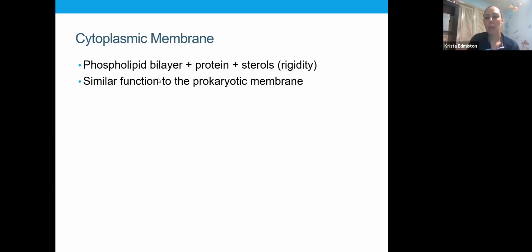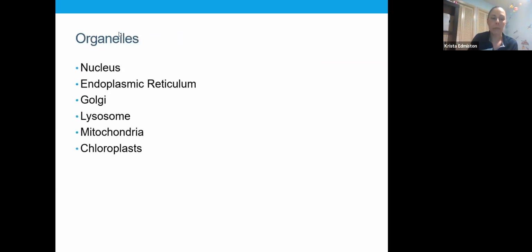Cytoplasmic membrane found in eukaryotes, it also includes a phospholipid bilayer. It will also have proteins, but it will have sterols to help form the rigid structure. Same idea as a prokaryotic cell membrane, keeping the inside in, keeping the outside out. It's got the phospholipid bilayer with the inside being hydrophobic and the heads being hydrophilic. Okay, so that's the outside of the eukaryotic cell.